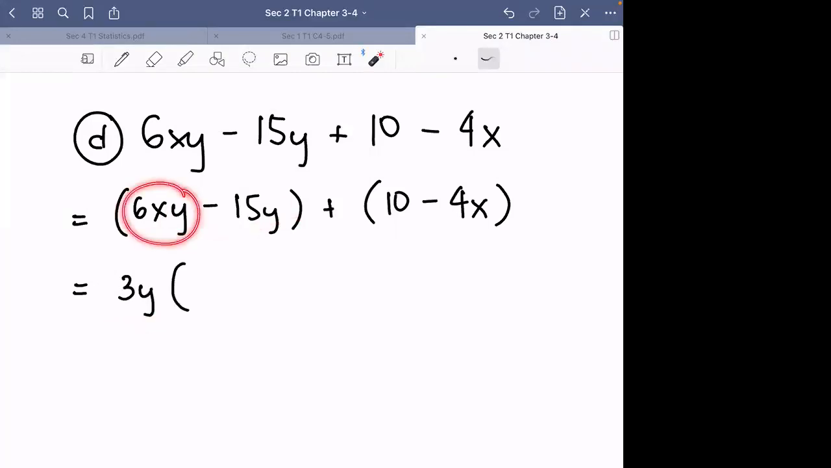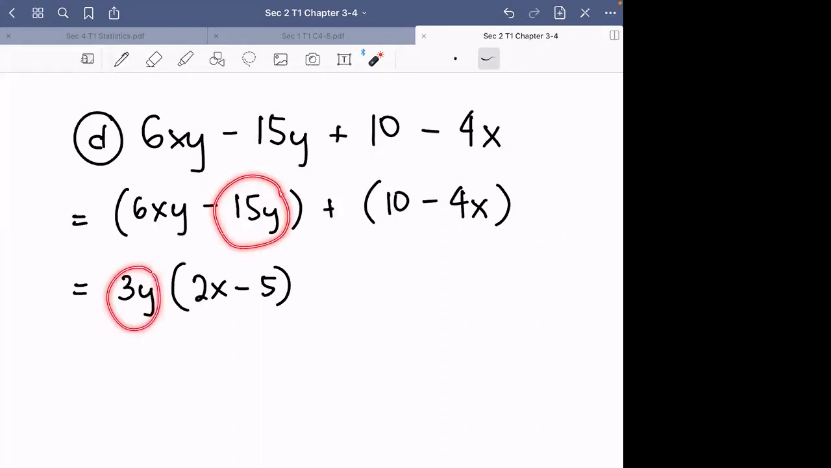So 6xy divided by 3y. What do you get? 2x. Okay, very good. So this is 2x minus 5, because 15y divided by 3y will give you 5. 15 divided by 3 is 5, and then y is cancelled out. And then look at the second group now.